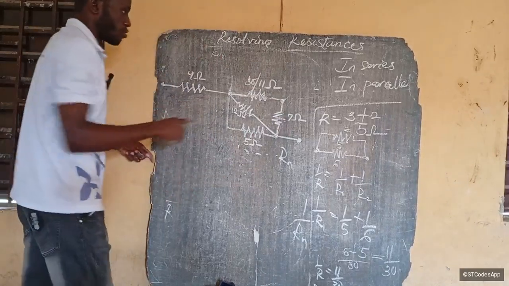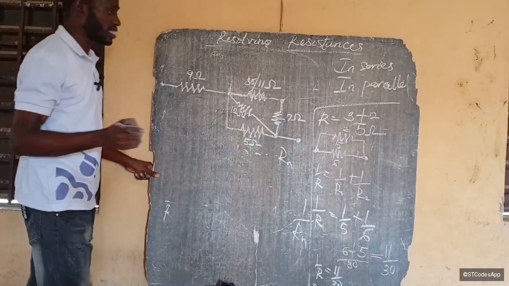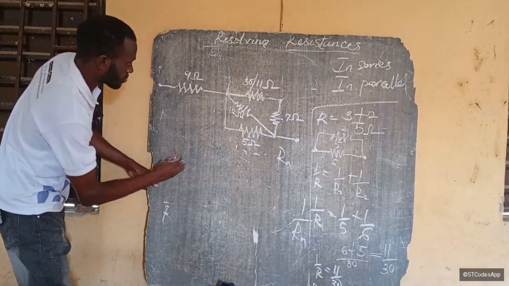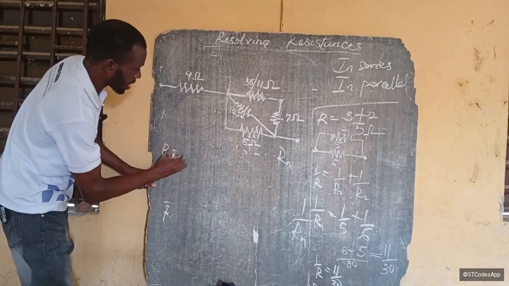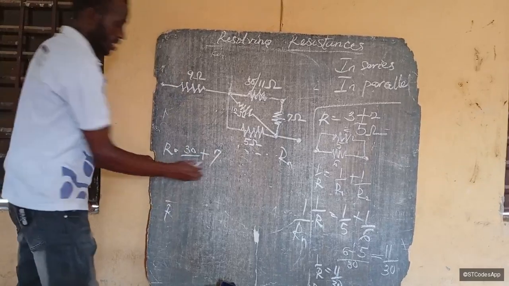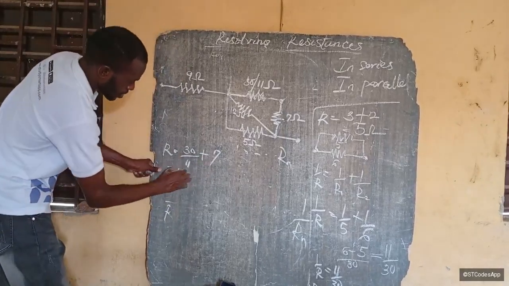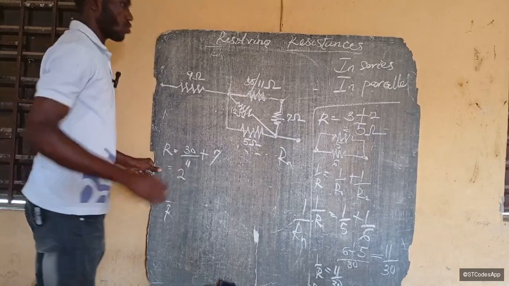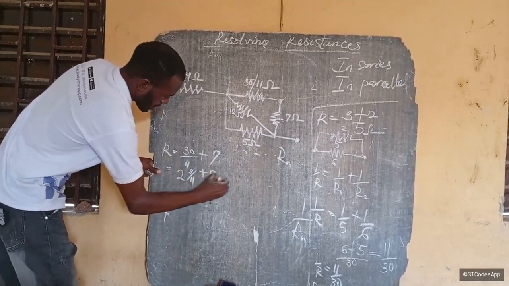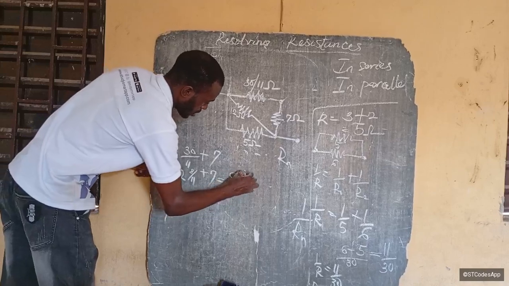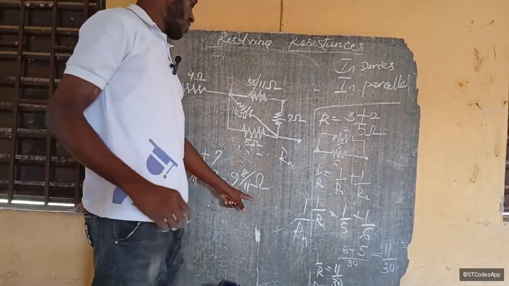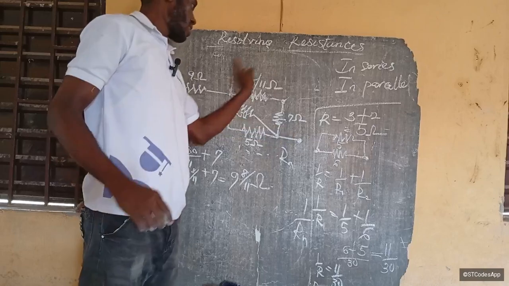So if that is the case, then we say that this guy and this guy are in series. And if they are in series, therefore we're going to have R equal to 30 over 11 plus 7. Is that okay? So this becomes 2 and 8 over 11, plus 7. This becomes 9 and 8 over 11 ohms. So this is going to be the equivalent resistance for this part here.